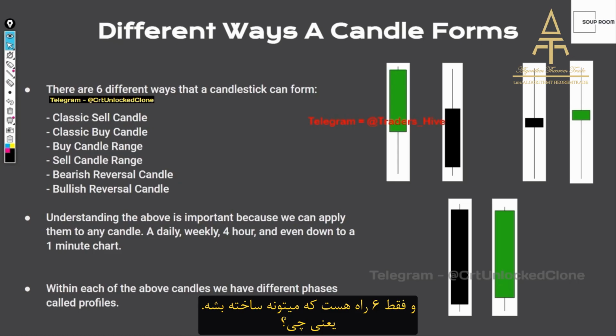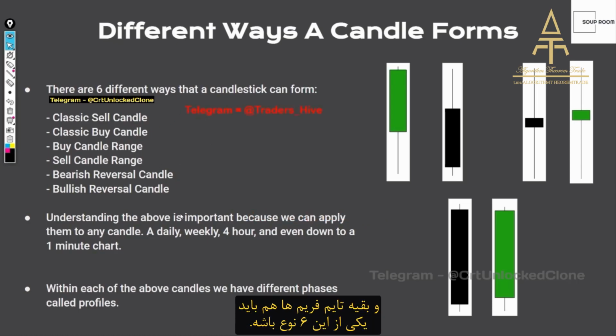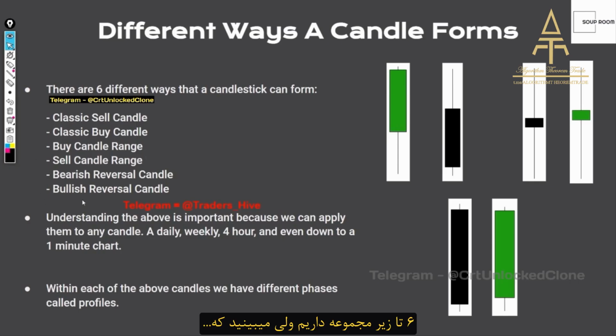There's only 6 ways that a candlestick can form. What does this mean? This means that there's only 6 ways that a 1-minute candlestick can form. There's only 6 ways that a daily candlestick can form. There's only 6 ways that a monthly, weekly, yearly, etc. can form. 6 different ways, but 3 main ways.